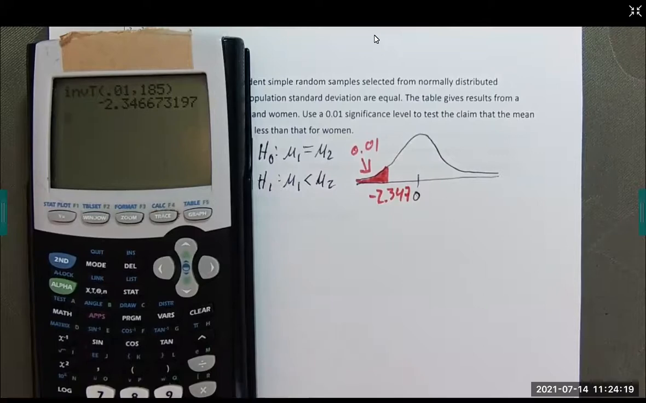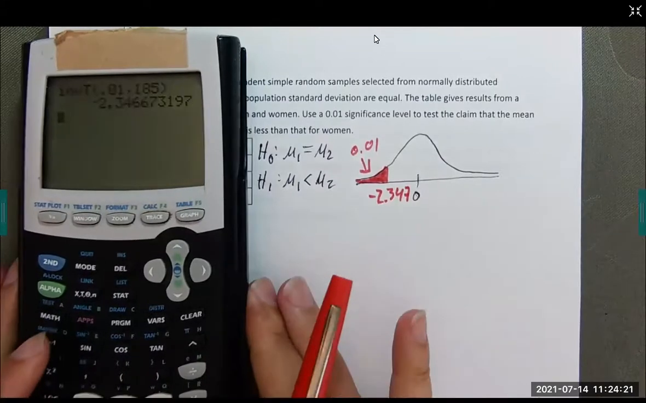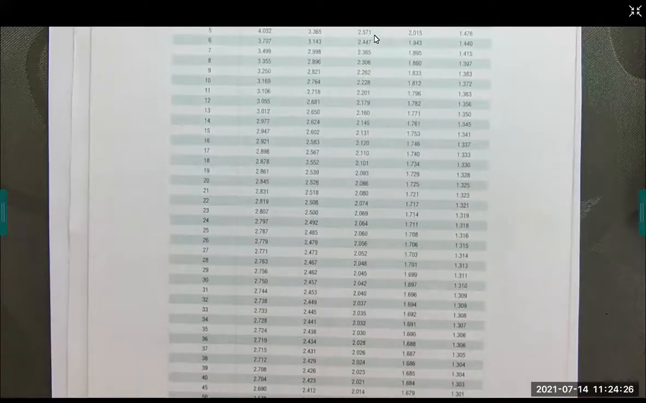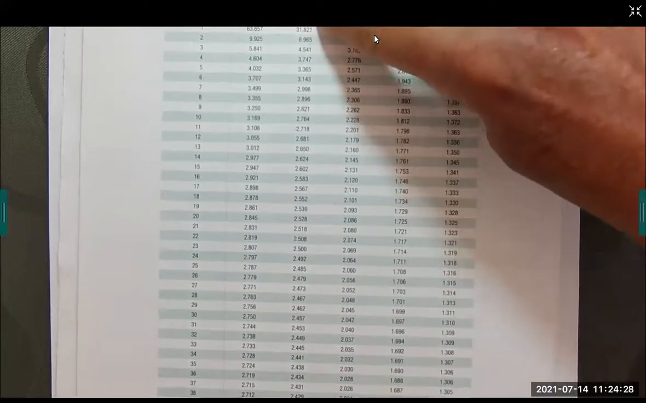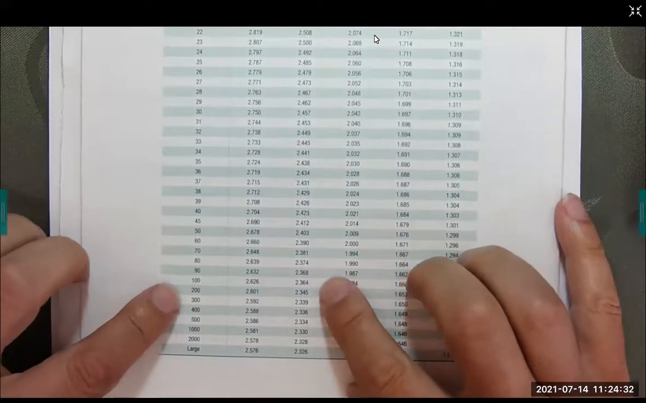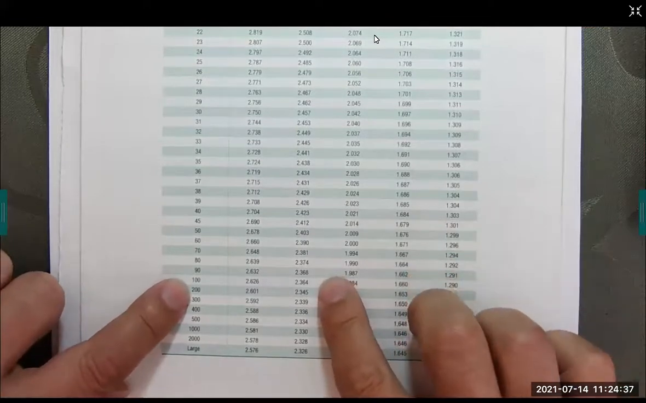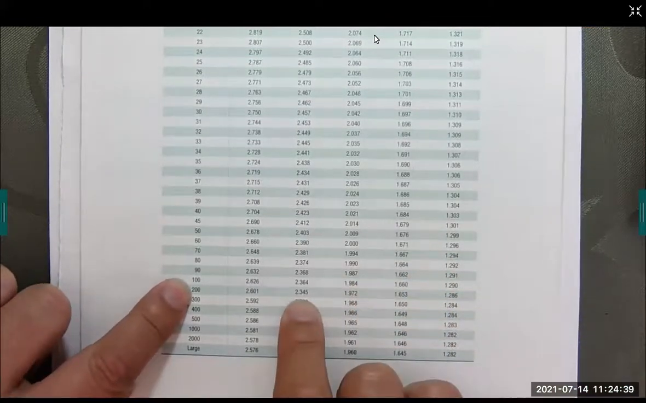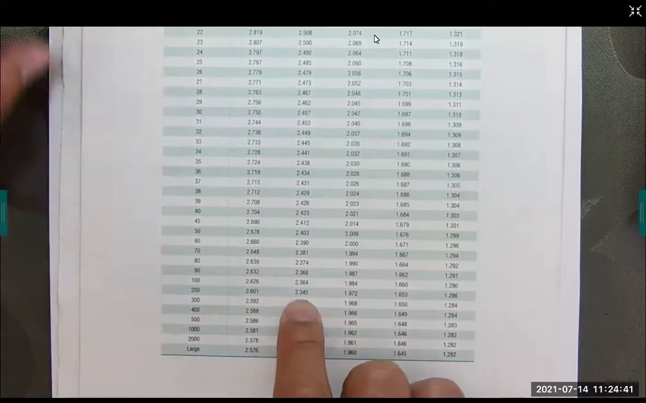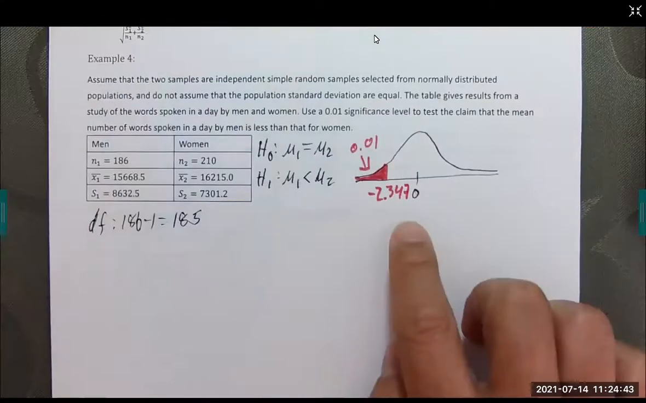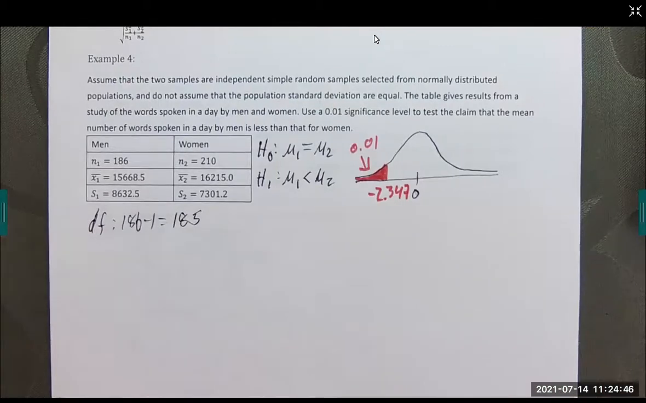And if you don't have that in your calculator, you'll have to use this table here. First of all, I'm going to use this column, 0.01, and I'm going to go down. And notice we don't have 185. We have 100 or 200. 185 is closer to 200. So if we do that, you can see that we get 2.345 instead of 2.347. So it's close enough that we could use that. So you'll have to get a better estimate there.